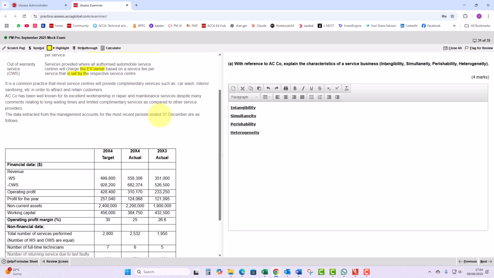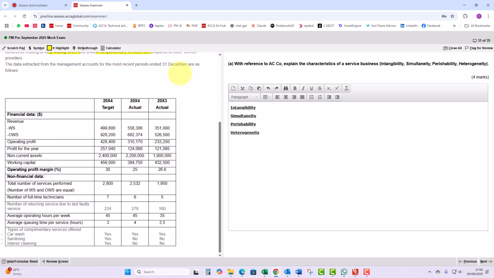It is common practice that most service centres will provide complementary services such as car wash, interior sanitising, etc. in order to attract and retain customers. ACCA has been well known for its excellent workmanship in repair and maintenance services, despite many comments relating to long waiting times and limited complementary services when compared to other service providers. Data extracted from management accounts for the most recent periods ending 31st of December are as below. We've got 20xt3 actual, 20xt4 actual and 20xt4 target.